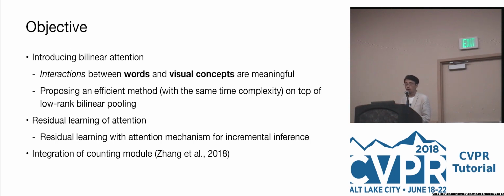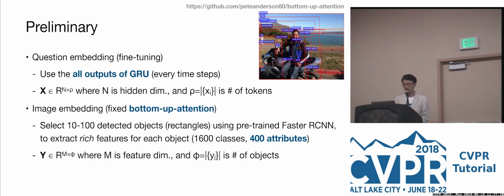Moreover, residual learning of attention gives an efficient way of integrating multiple attention maps instead of a naive concatenation of each joint representation. And we will show how we integrate the counting module. For this, we use all hidden output from GRU, which means that we use the context from that. The number of embeddings is equal to the number of tokens in a question. Following the previous work, we find the 10 to 100 object features using bottom-up attention.